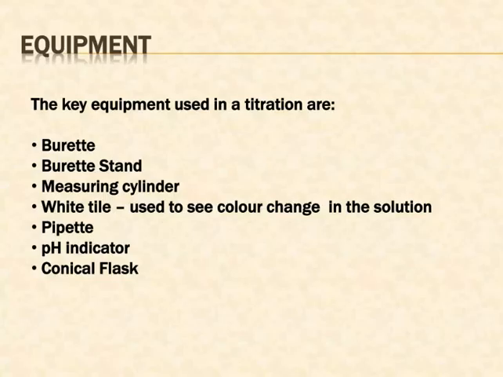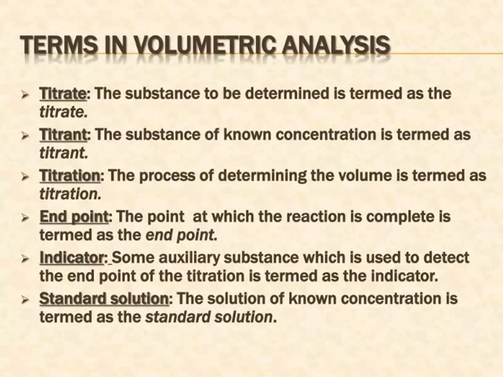Now, equipment and the names of equipment. The key equipment used in titrations are the burette stand, measuring cylinder, white tiles used to see the color change in the solution, pipettes, pH indicator, and conical flask. My friends, before performing the titration, you should keep some important terms related to volumetric analysis in your mind.